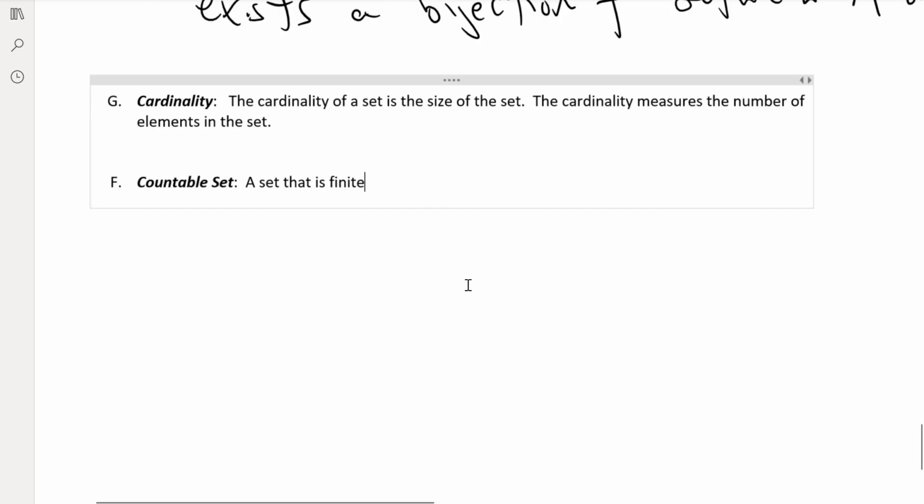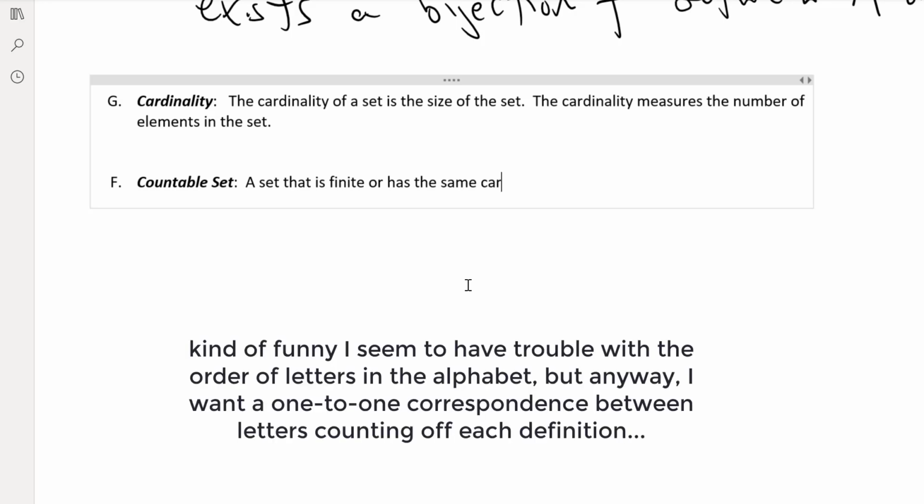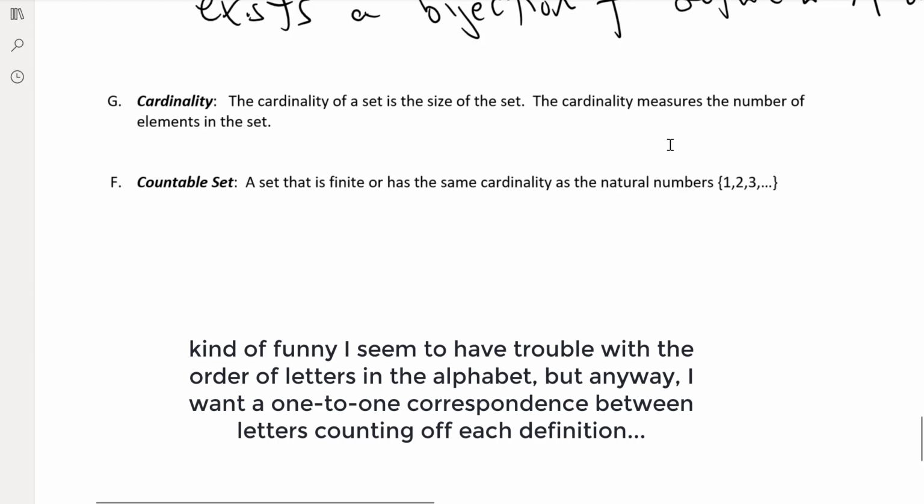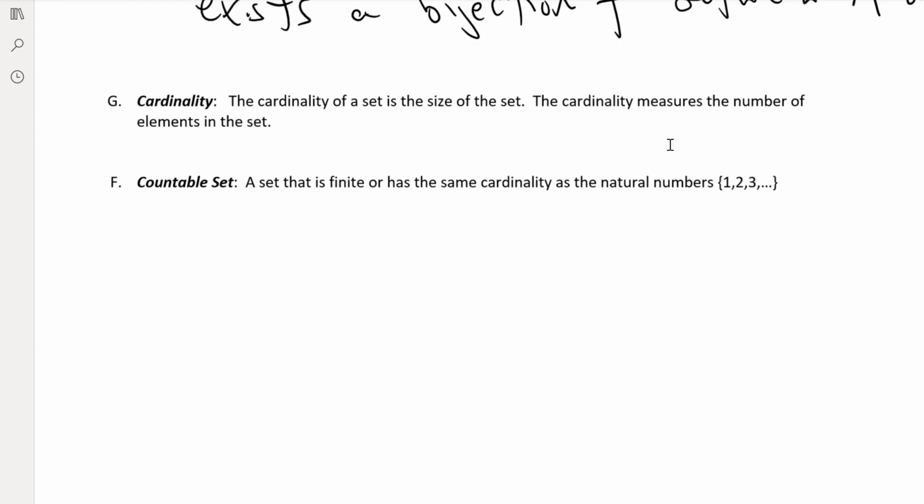So I'll do a countable set. The definition of a countable set is a set that is finite or has the same cardinality as the natural numbers. So we say a countable set is a set that is finite or it has the same cardinality as the natural numbers, meaning the numbers 1, 2, 3, and on forever. So the set of natural numbers is an infinite but countable set. Some people use the phrase listable rather than countable, and so that's often the term that's used.